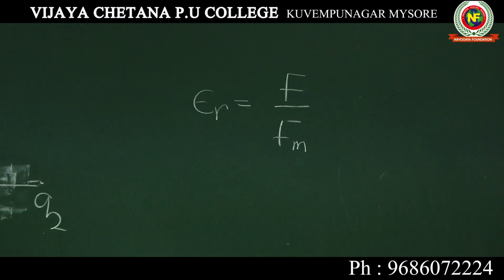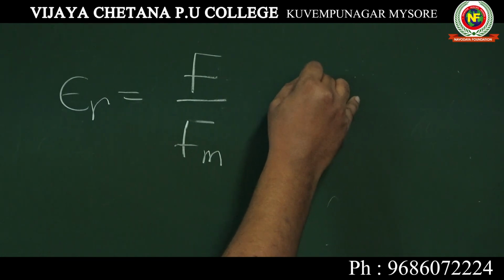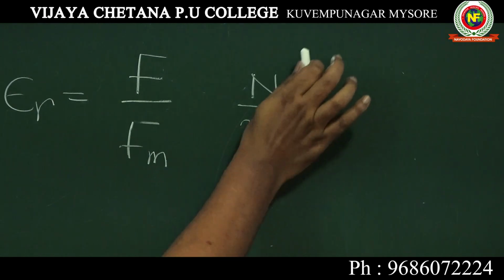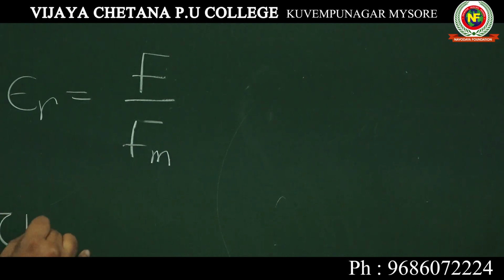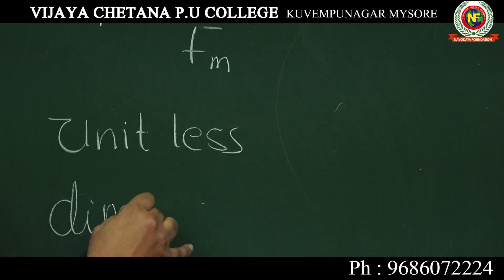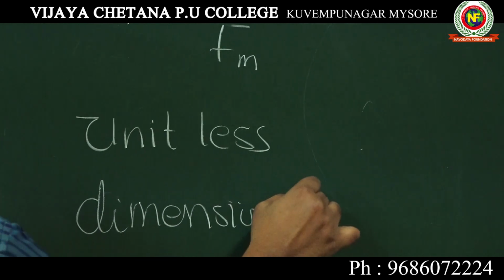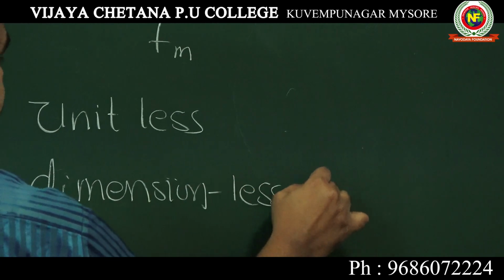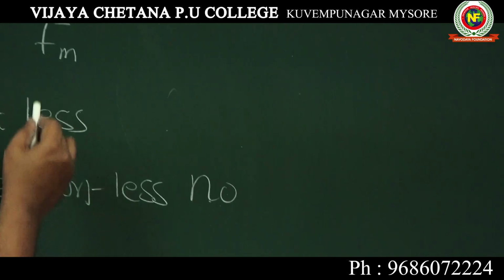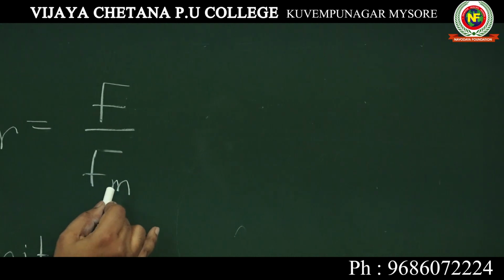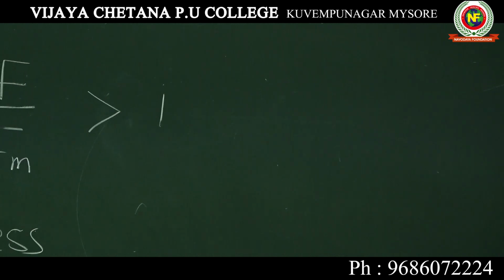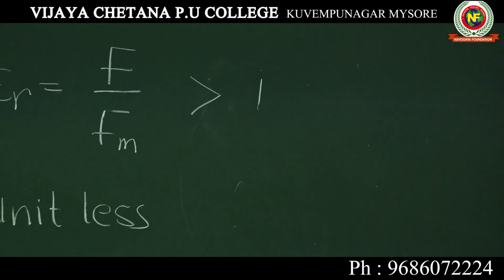Must remember, relative permittivity has no unit. Observe carefully: force is in newton, and force is in newton, therefore there is no unit for this. Therefore, epsilon r is a unitless, dimensionless number. You must understand, it has no unit, no dimension. But remember one thing: force in vacuum is always greater than force in any medium. Therefore, this is always a number greater than 1. Relative permittivity is always a number greater than 1.